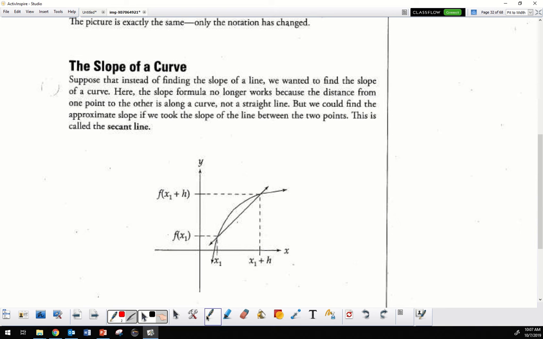If I find the slope in between 2 points on a curve, this is called the secant line. The secant line touches at 2 points. The tangent line touches only 1 point. So, big difference there. Secant line is 2 points, whereas tangent line is 1 point.